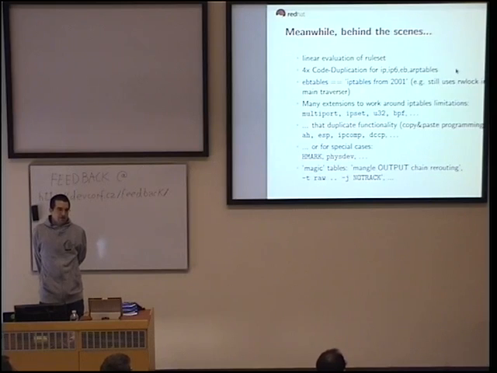IPtables limitations are being worked around by adding various matches. For instance, because you can't test for 2 different ports in a single rule with IPtables, someone added a multi-port match, and then you can give it up to 8 ports or 9 ports, I'm not sure, in a single rule. And if you need more than that, you have to add 2 rules again.